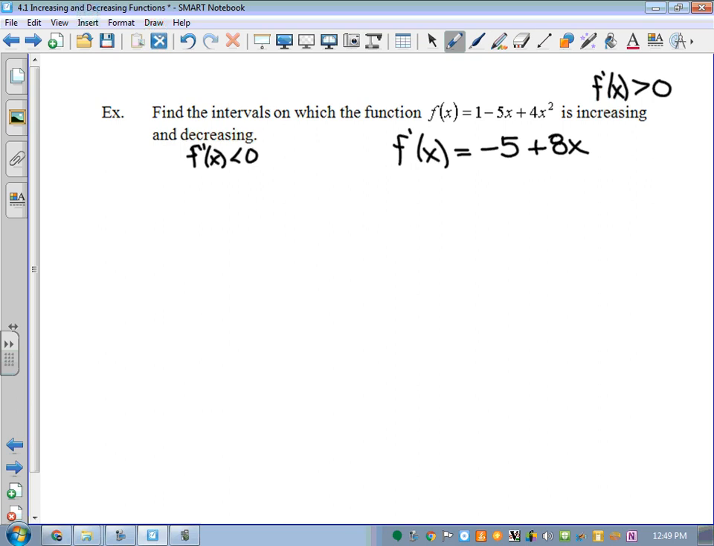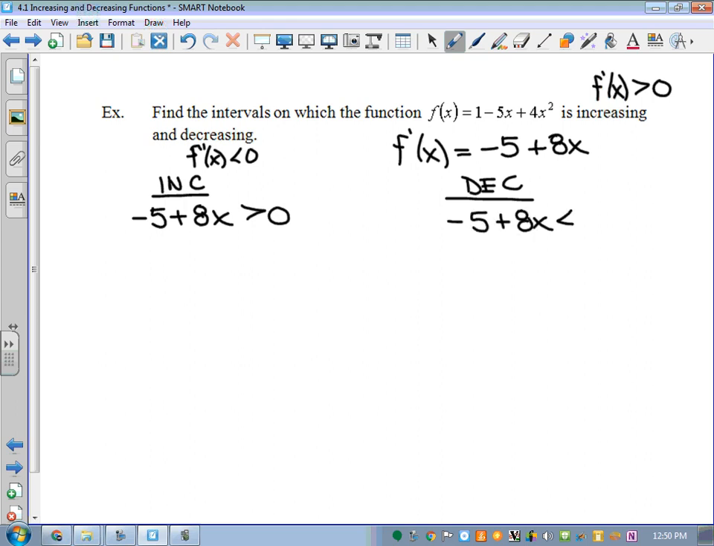So what we need to do is solve when -5 plus 8x is greater than 0. This will be my increasing interval. And I'm going to solve that, but then I do want to compare it against the solution for when it decreases, which is when -5 plus 8x would be less than 0. You're probably seeing why we did the review and preview, because there's going to be a lot of solving inequalities in chapter 4, which is certainly a double-edged sword, but typically students do like that kind of routine nature of solving inequalities.